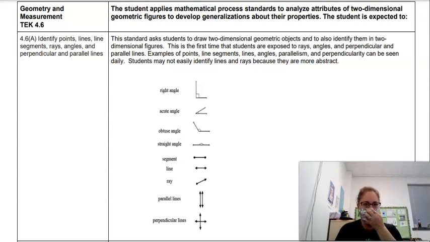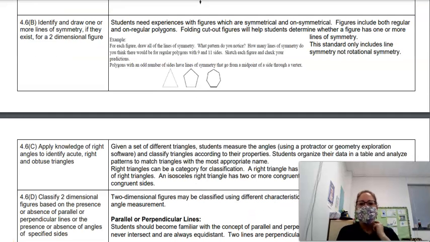So today we're going to talk about all we've learned in this unit, and we're going to review it so we're ready for our test. The first thing that we talked about was identifying points, lines, line segments, rays, angles, and perpendicular and parallel lines. Then we identified and drew lines of symmetry for two-dimensional figures. We also applied our knowledge of right angles so we could identify acute, right, and obtuse triangles.